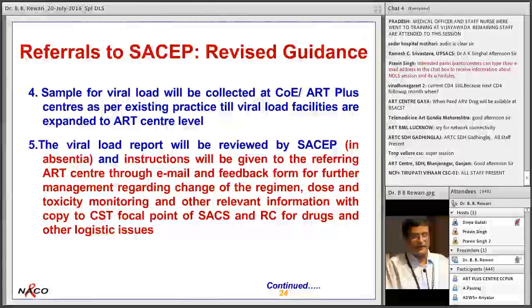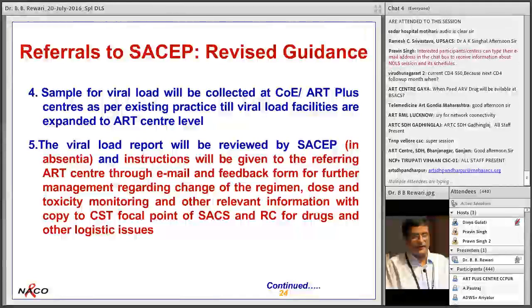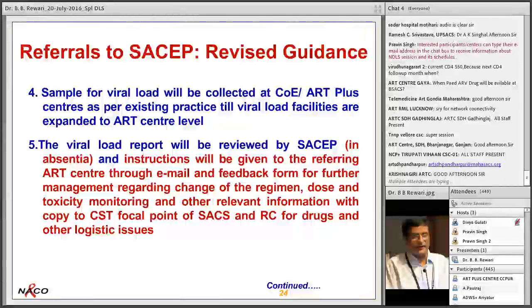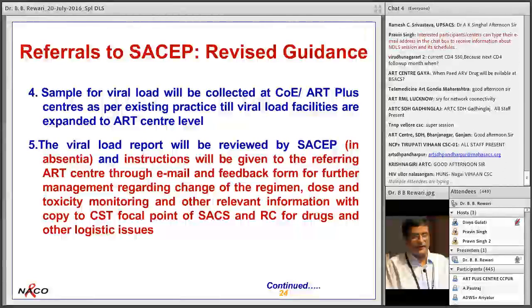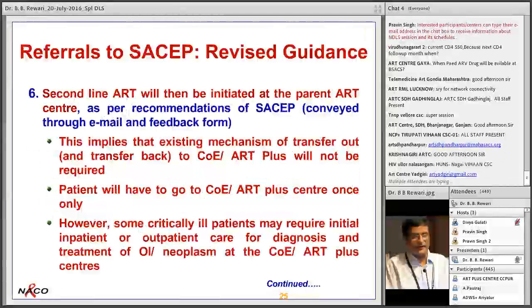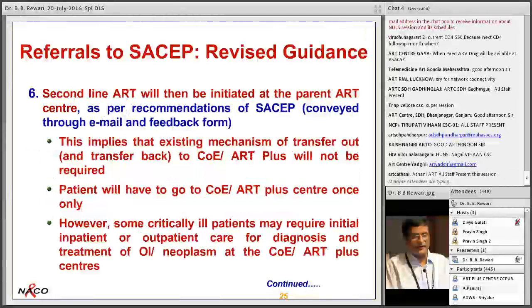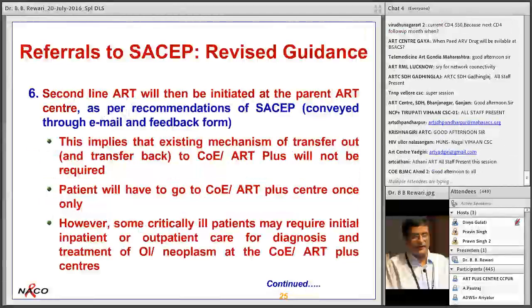Presently the patient is being called again. Instructions will now be given to the referring center through email and feedback form: that this patient requires a change of regimen to second line, what the dose is, and what toxicity monitoring is required. Or the patient does not require a change, or you send him back after 3 months. Other relevant information will be given to the referring center and to SACS and RC to provide drugs at the patient's own ART center. Again, see, this is the change. Dr. Rajashekharan has very beautifully highlighted all the changes in red color in the slides.